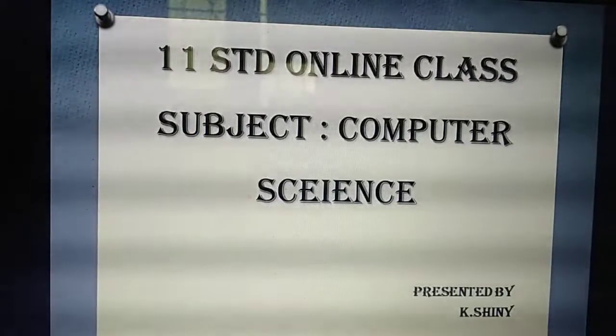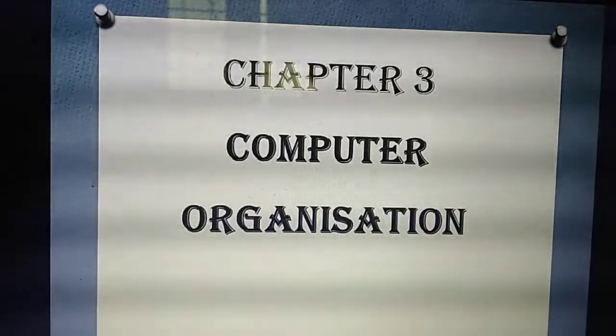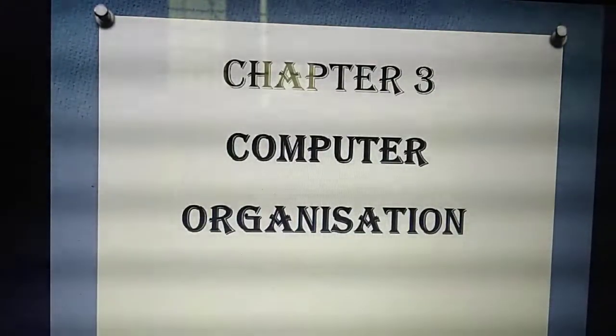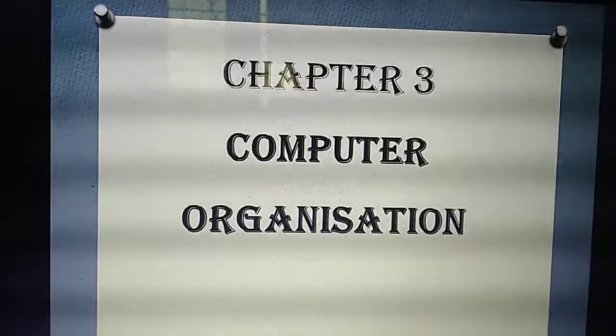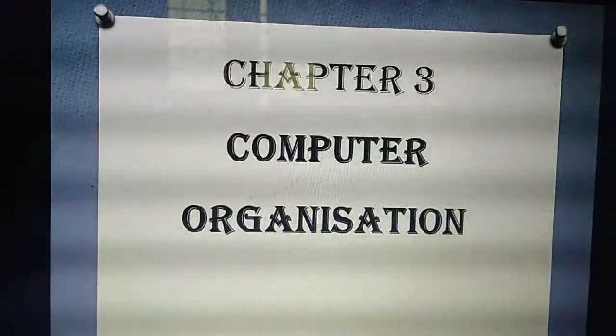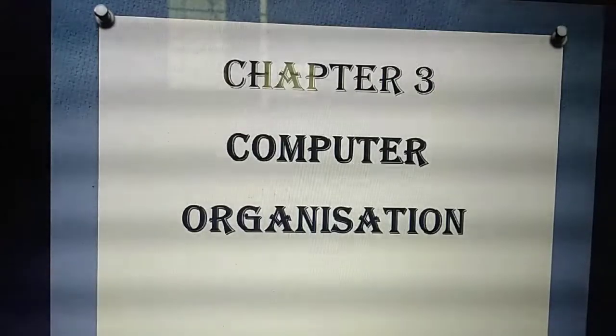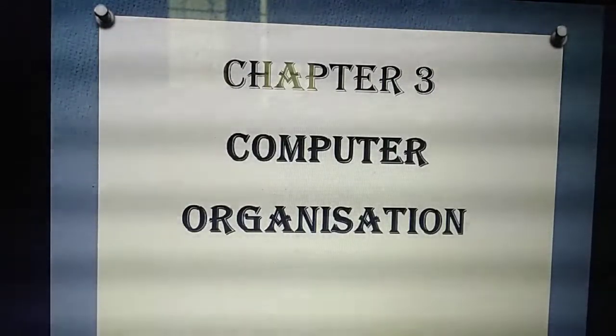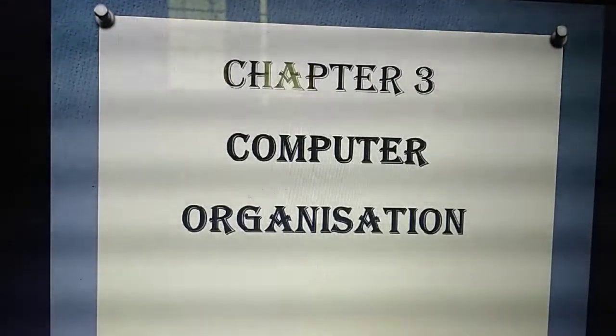So, what's the name of the third chapter? Computer organization. Okay. What do you mean by organization? For example, a school is there. What do you mean by the organization of a school? You will say, that means structure. What's the structure of that one?